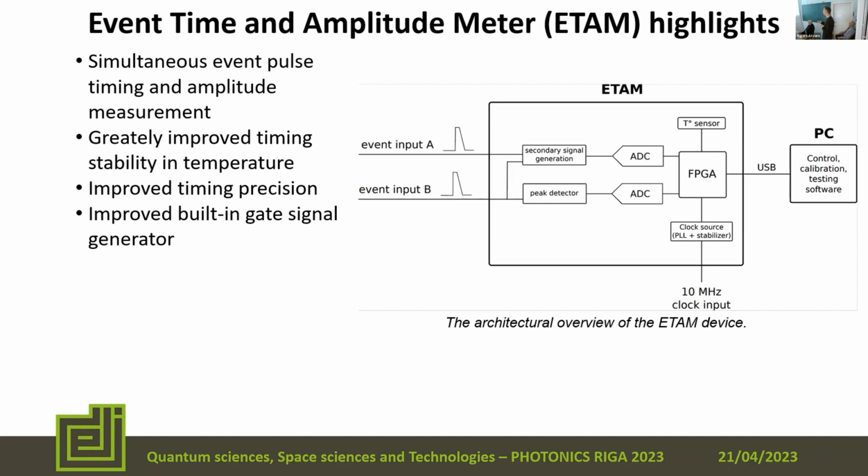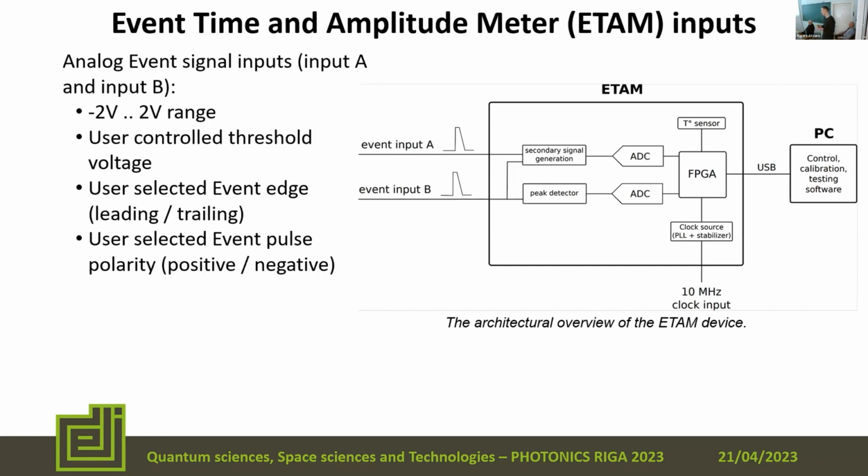This clock is up converted to 100 megahertz inside the device, which is then used to power digital circuitry like the FPGA. And on the user side, the user will be able to change whether the event is in the range from -2 to 2 volts. The user can control the threshold voltage, and whether the event edge is leading or trailing.